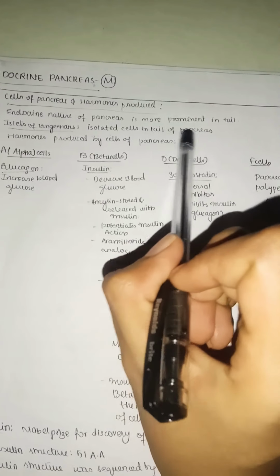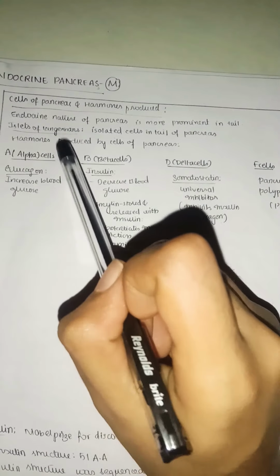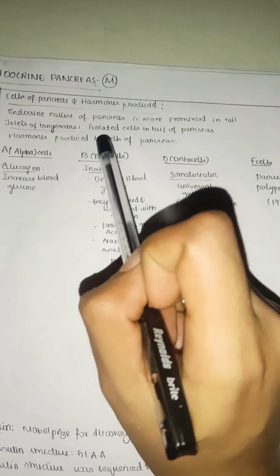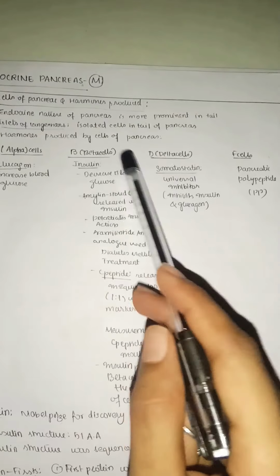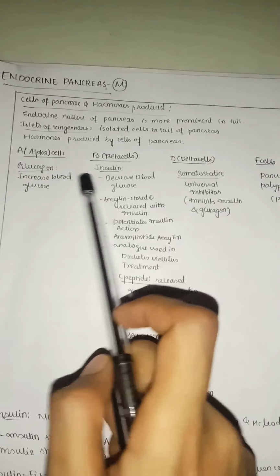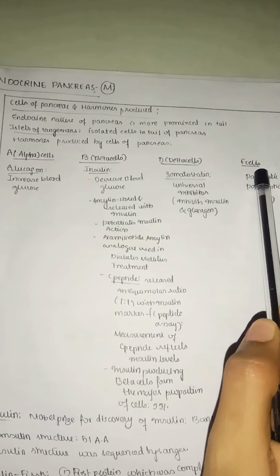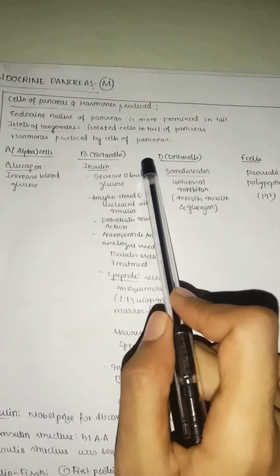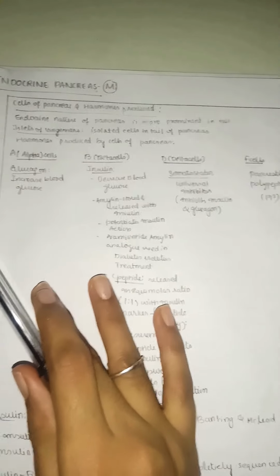And these islets of Langerhans are isolated cells in the tail of the pancreas, and these are the different cells of the pancreas which secrete different hormones. So you can remember it like A, B, D, F. Instead of C, it is absent. A, B, D, F.